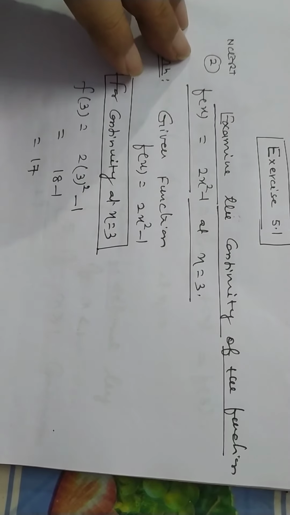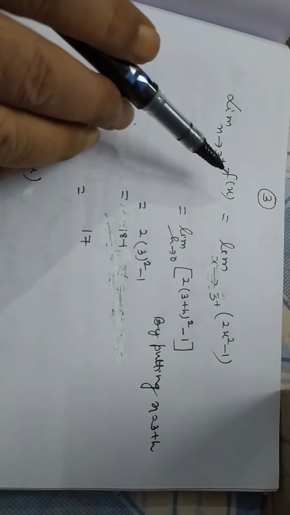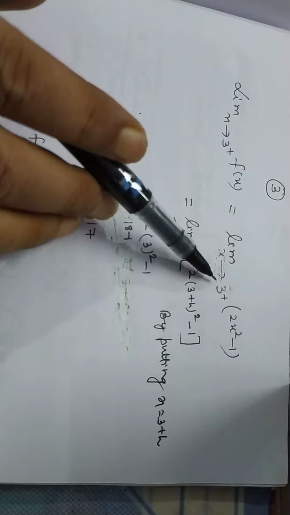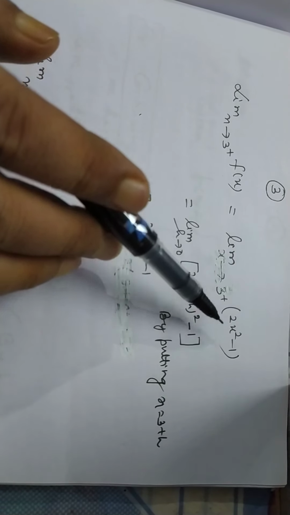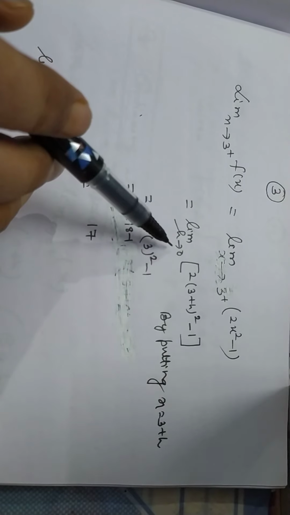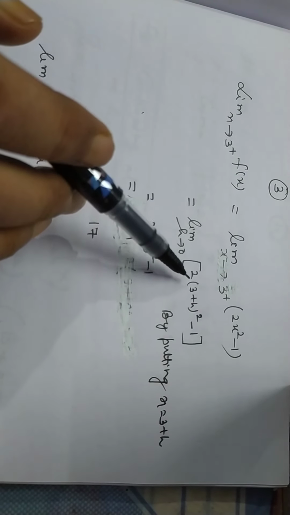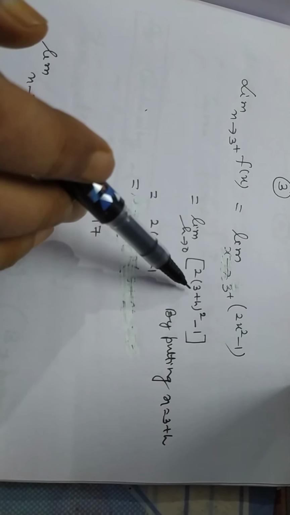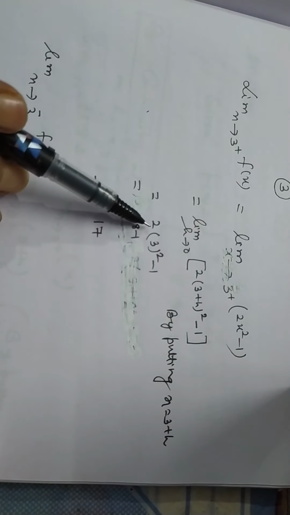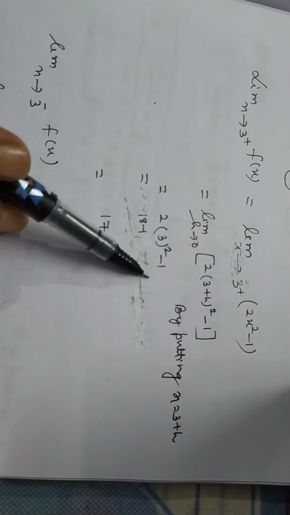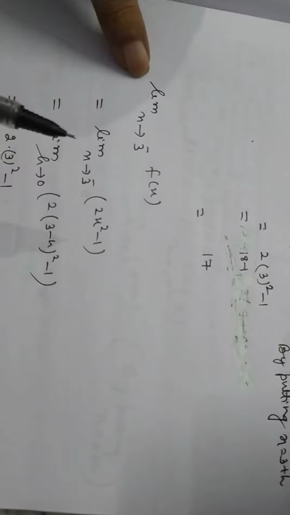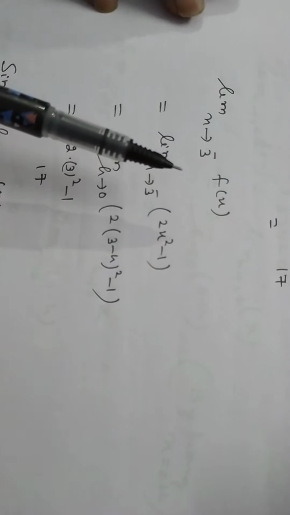Now, the value of the function exists. Now we find the right hand side limit. Limit x tends to 3 plus f(x) is equal to limit x tends to 3 plus of 2x² − 1. Now, limit h tends to 0, where h is any positive value. So put 3 + h instead of x. So it will be 2(3 + h)² − 1, and it will be 2 × 3² − 1, that is 18 − 1, that is 17. So the right hand side limit is 17.